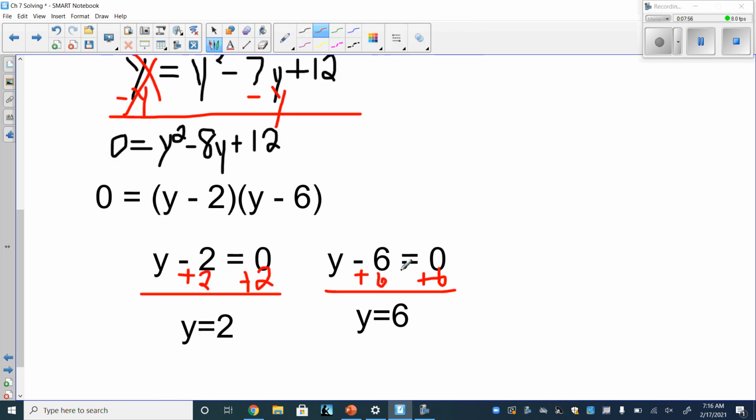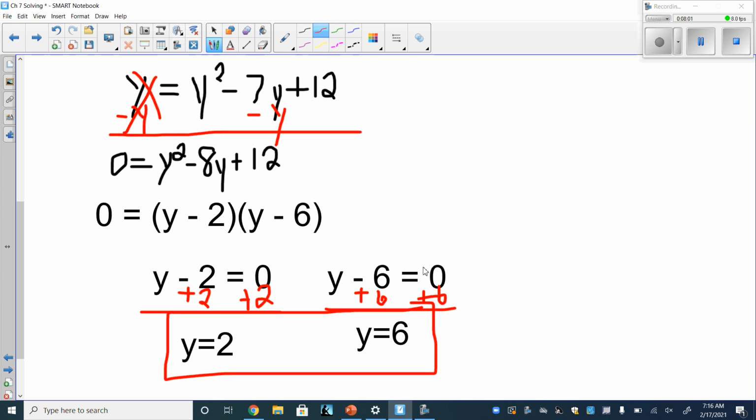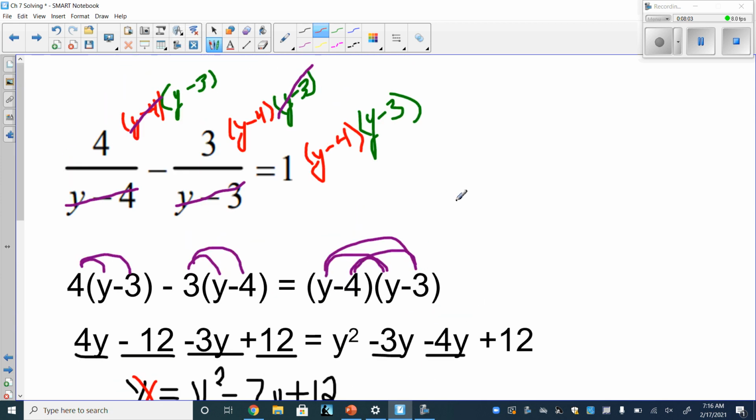And we didn't check restrictions, and we should have. I should have checked restrictions first, because we have y is equal to 2 and y is equal to 6. Now our restrictions for this here, well, let me erase these lines so we can see it a little better. Here we have y minus 4. Well, if y is 4, then 4 minus 4 would give me 0. So y cannot be 4 for that one there.